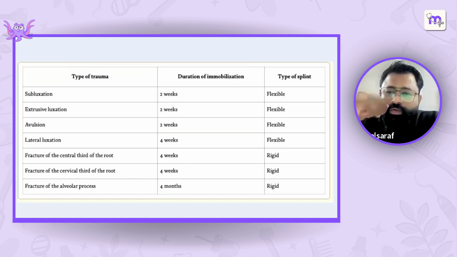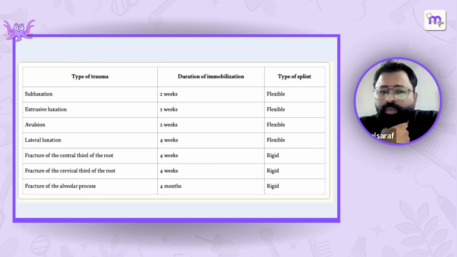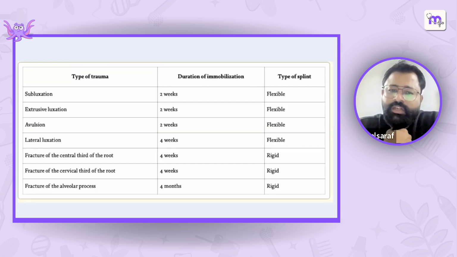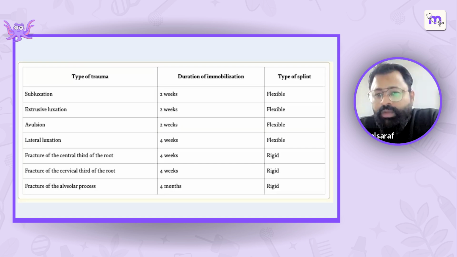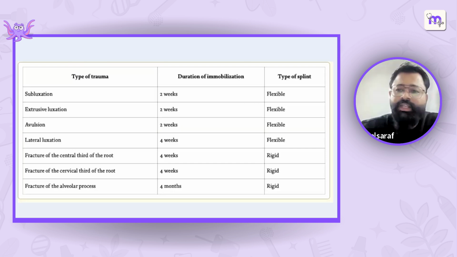There is avulsion, that the entire tooth has come out. Again, if you are placing back the tooth, you have the immobilization time being 2 weeks with a flexible splint. Whereas coming to lateral luxation, wherein the tooth is displaced laterally, or fracture of the middle third of the root, or the fracture of the cervical third of the root, all these things come under 4 week splinting. The splint can vary from flexible to rigid depending on the condition. Fracture of the alveolar process, yes, definitely it is going to take much more time to heal, so almost 4 months is required with a rigid splint.